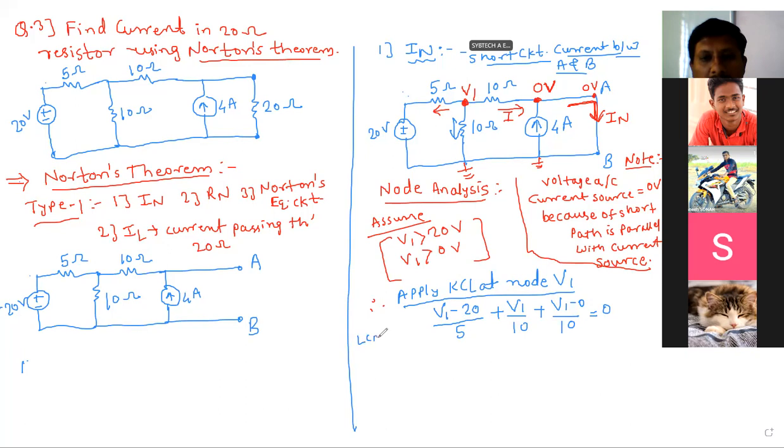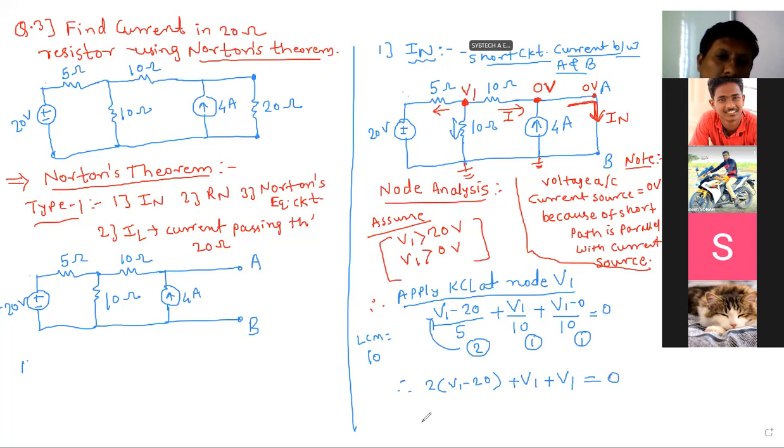So take the LCM as 10. Here 5 already is there, so multiply 2. 10 already is there, multiply 1. 10 already is there, multiply 1. So whatever written in the circle, you can multiply with respective numerator. So 2 into V1 minus 20 plus 1 into V1 plus 1 into V1 divided by 10, but when multiplied with right hand side 0, it will give 0. So 2V1 plus V1 plus V1 is 4V1. 2 into minus 20 is minus 40, goes to the right hand side, becomes plus 40. So V1 becomes 10 volt.